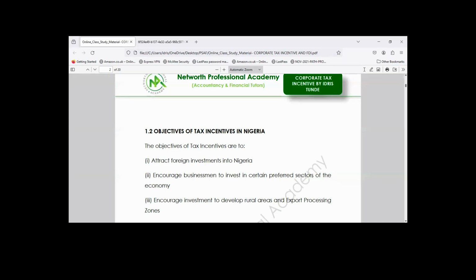Number two, to encourage investment in certain or preferred sectors of the economy. Take for instance now, the pharmaceutical industry. Most of the drugs that we use in Nigeria are imported into Nigeria. For us to encourage more pharmaceutical companies to manufacture drugs in Nigeria, we can give tax incentives to them, that any company established for the purpose of production, manufacturing of drugs, in the next 10 years, they will not pay tax. It's a certain incentive. Or instead of them paying a certain amount of tax, we give them discounts. It's a certain incentive. So it will encourage them.